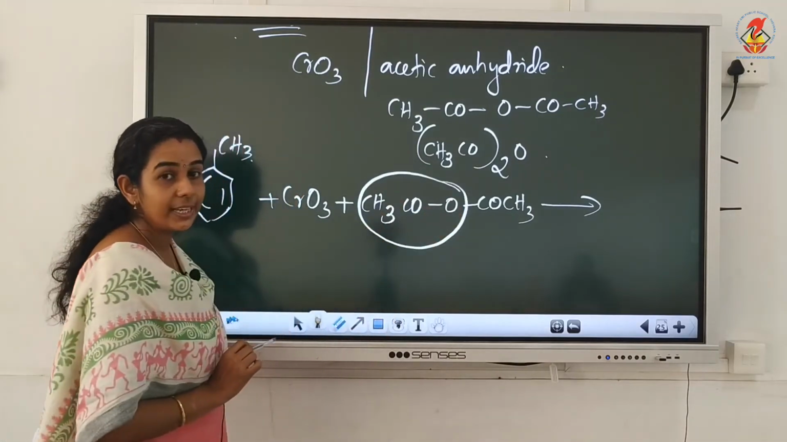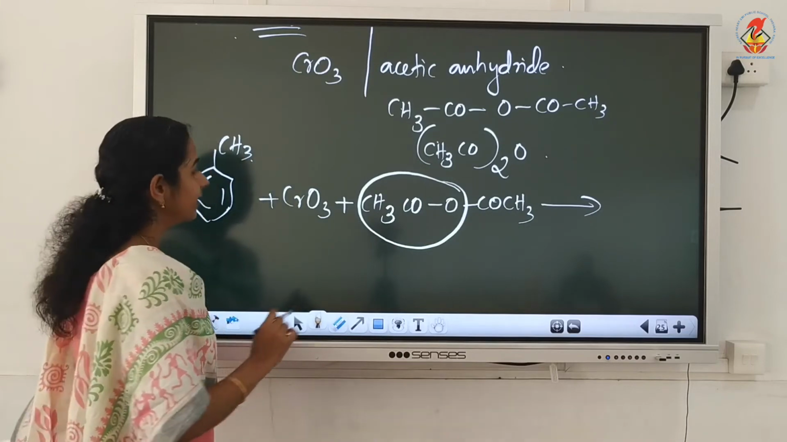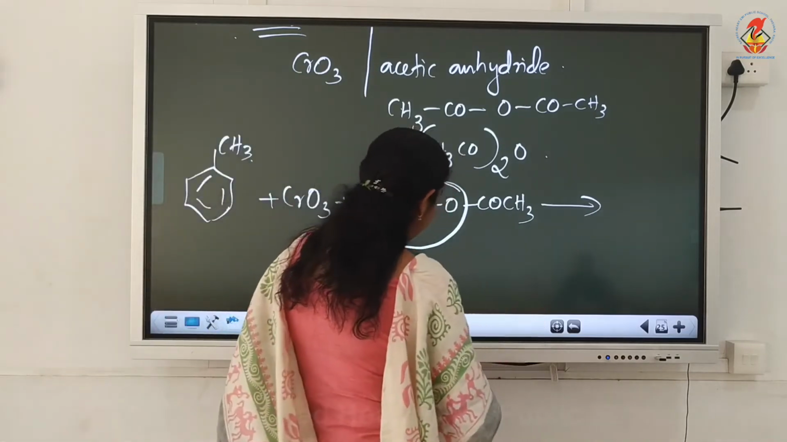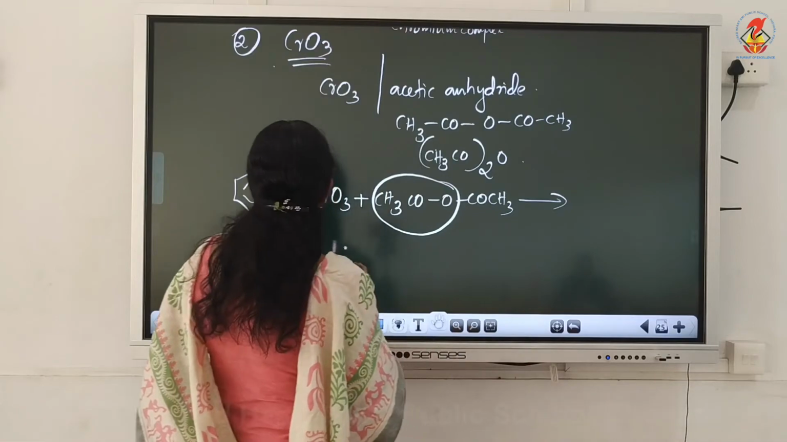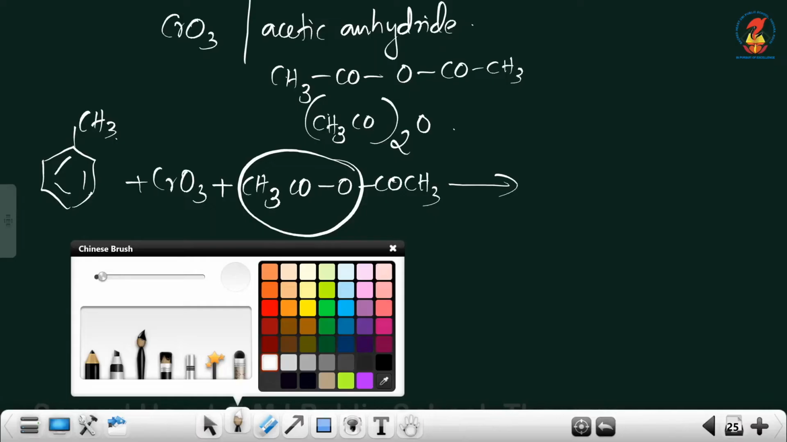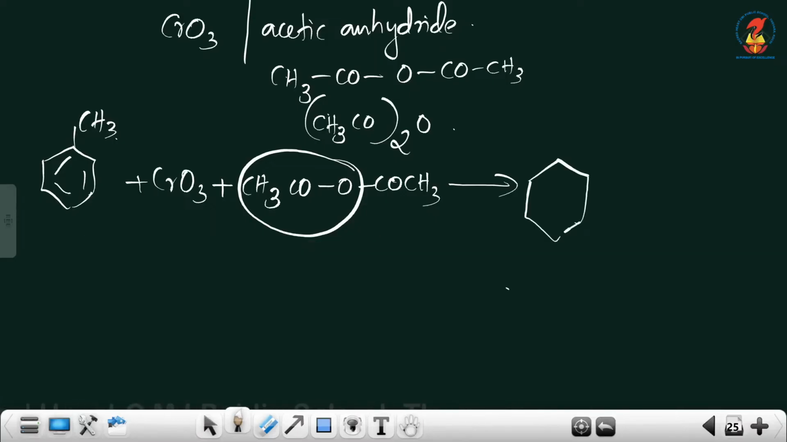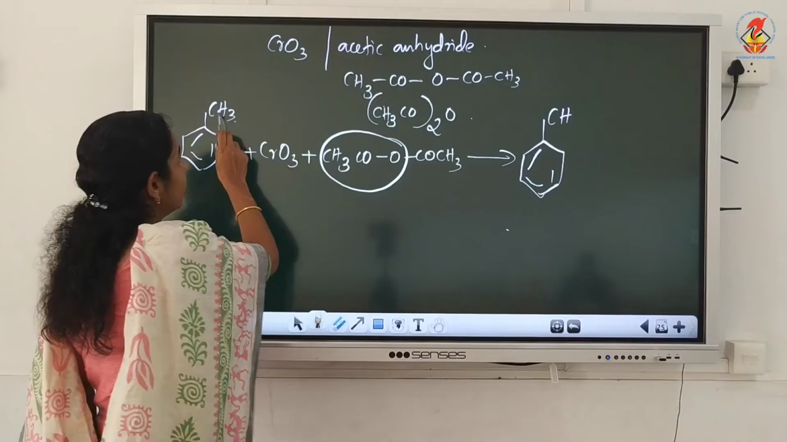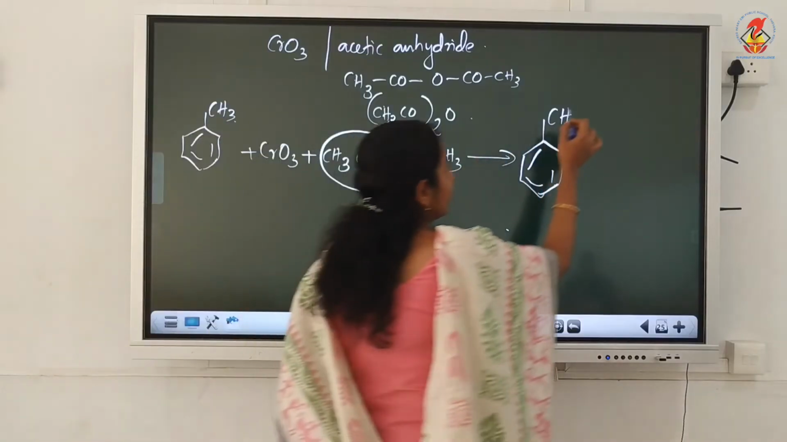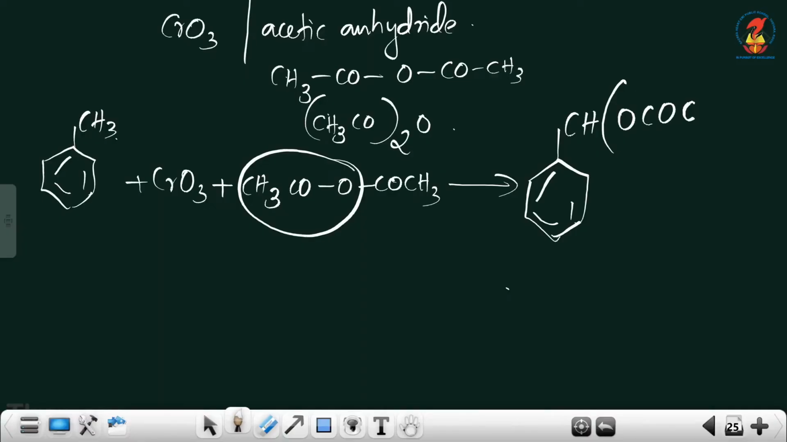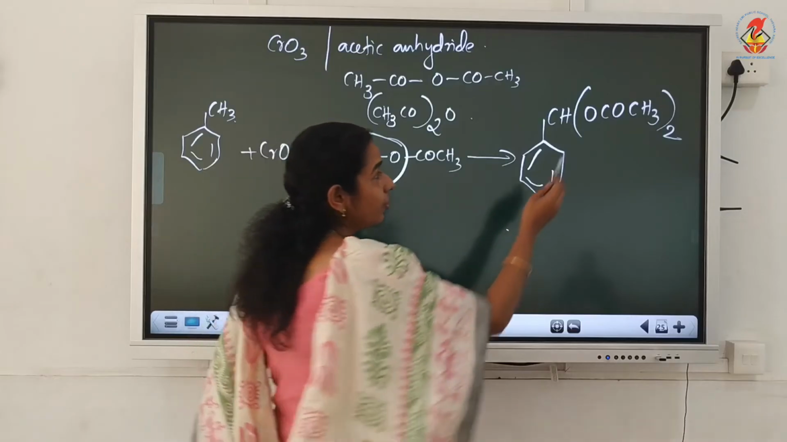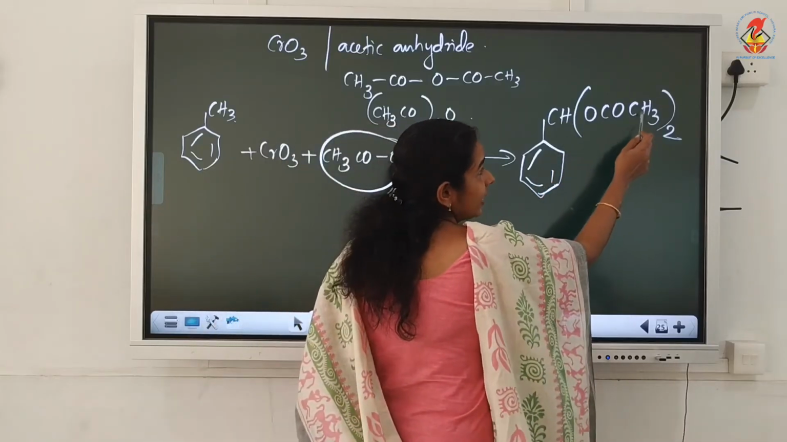CH3COO group is known as acetate group, isn't it? So the first intermediate we are getting, after replacing 2 hydrogen, has remaining O, CO, CH3 twice. Why OCO? What is OCOCH3? It is the same as CH3.